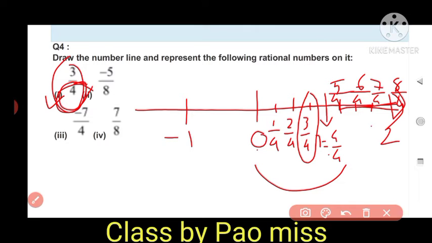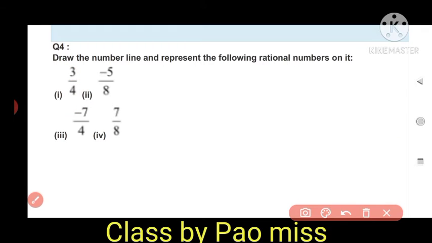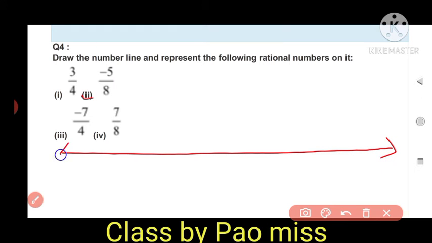Now I will draw minus 5 upon 8. Now I will draw the rational number like this. Minus is there, isn't it? If there is a minus, that means it will be on the left side of the 0. So I will draw only the left side of the 0.